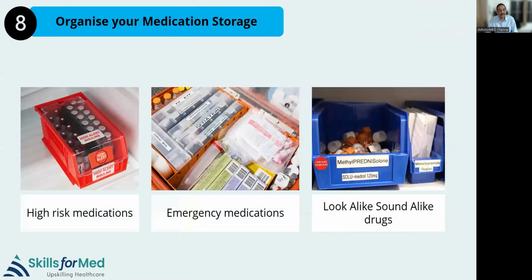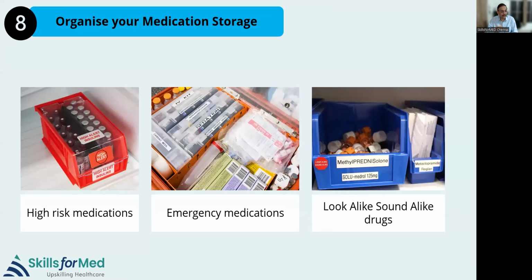The eighth is to organize medication storage. So what do I mean by medication storage? There are three things mainly. One is high-risk medications. High-risk medications are those which have a very narrow therapeutic window. If you give a little bit higher dose, it is dangerous. If you give a little lower dose, it doesn't work. Classic examples are insulin, potassium, and also very highly concentrated drugs like sodium 3% and chemotherapy agents and TPN and things like that. And also psychotropic drugs like narcotics and other psychiatric medications. So these are high-risk medications.